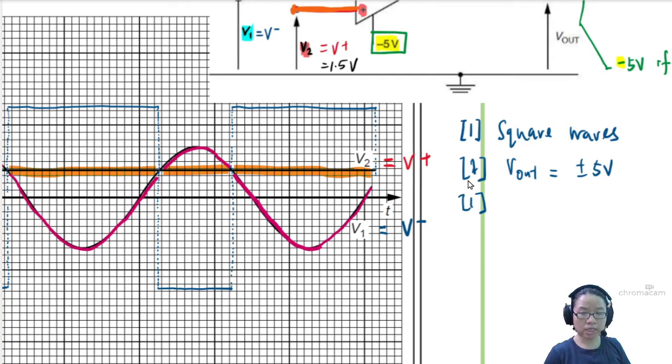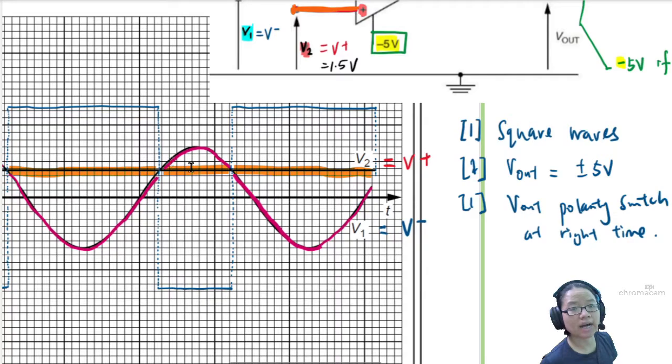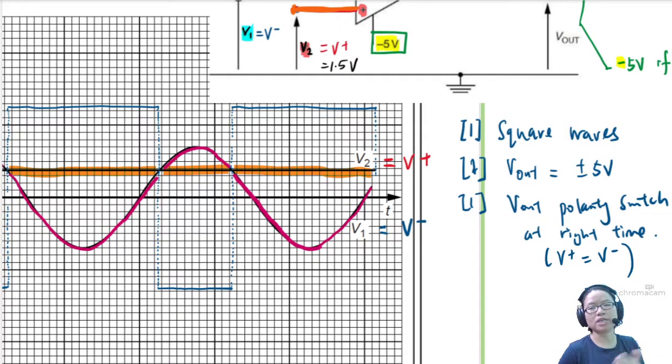The other mark will be switch over, when you switch from positive to negative. So V out polarity switches at the right time. Meaning this switching will happen whenever V1 and V2 are equal. That is the underlying principle, right? I have talked about this in the thermistor example. So when V1 and V2 are equal, that is the time where it switches from positive 5 to negative 5, and when V1 and V2 are equal, negative 5 to positive 5. At the right time, which is when V plus is equal to V minus, or V1 equal to V2.